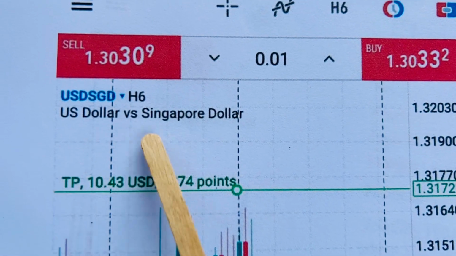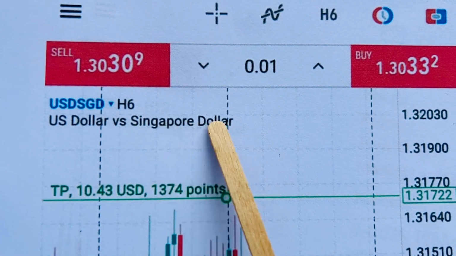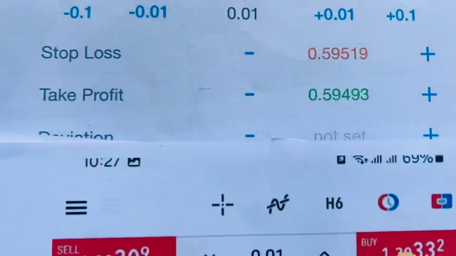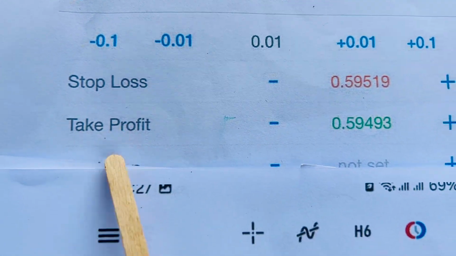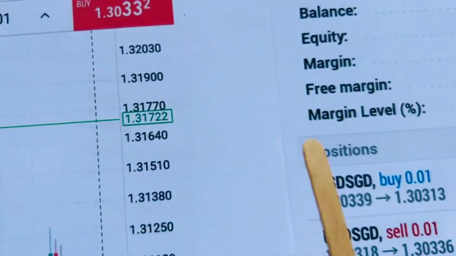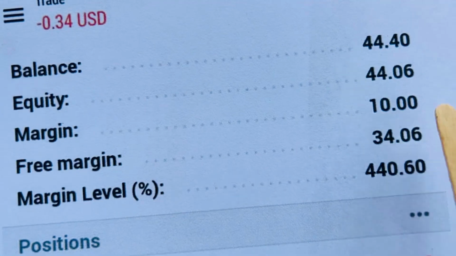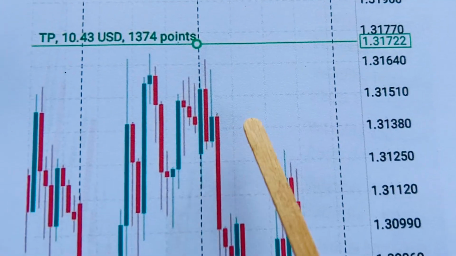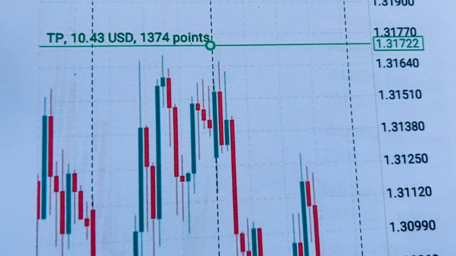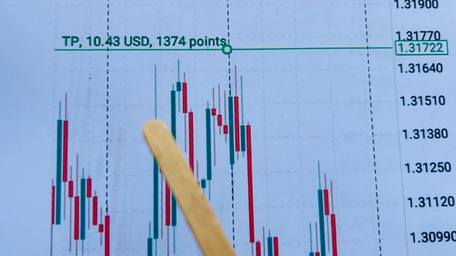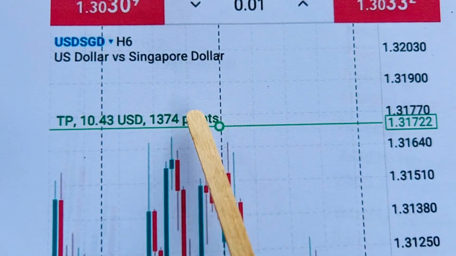Proper risk management. US dollar versus the Singapore dollar. Lot size, stop loss, take profit, points, and margin. Now, to apply proper risk management, you have to understand the value of the points.